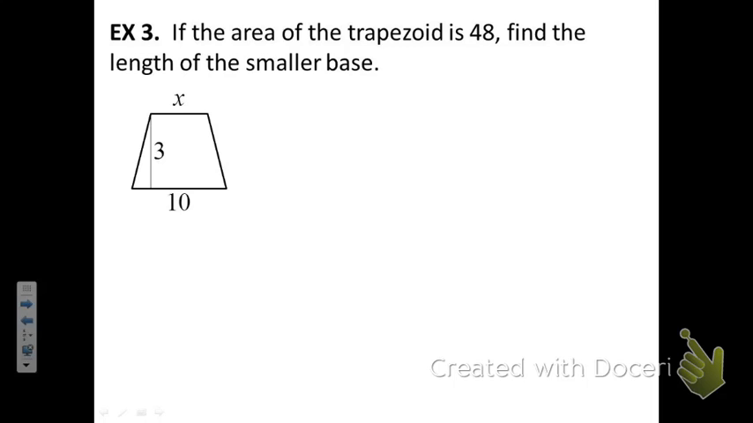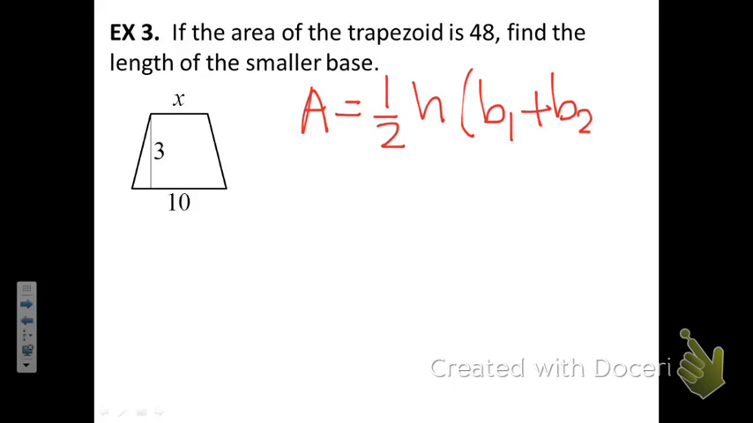Example 3 says, if the area of a trapezoid is 48, find the length of the smaller base. So our formula for the area of a trapezoid is area equals half the height times base 1 plus base 2. And we're going to fill in what we know. It says in the formula that the area is 48, so we're going to replace that A with a 48.